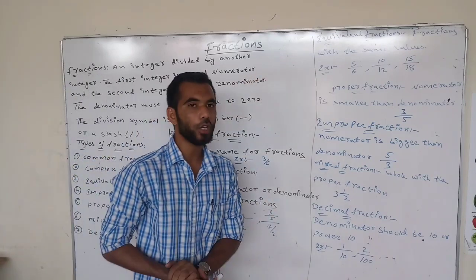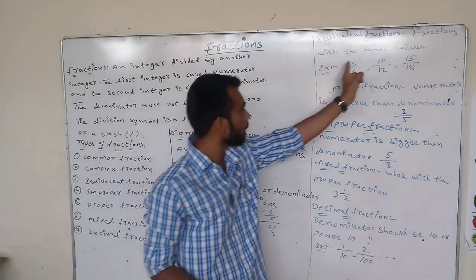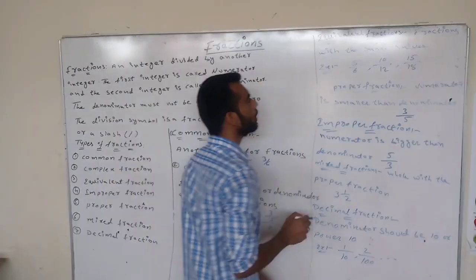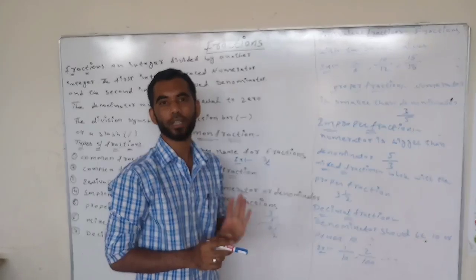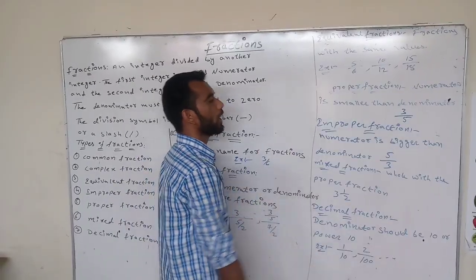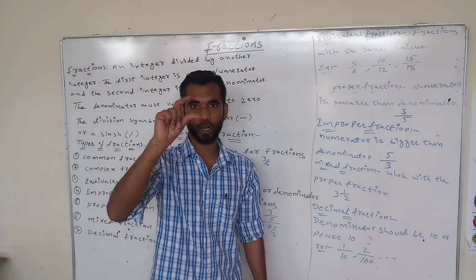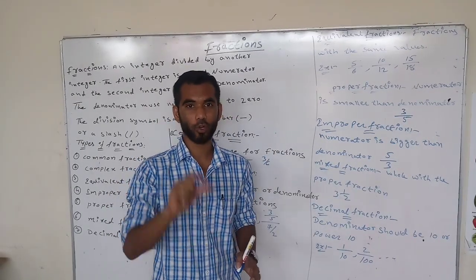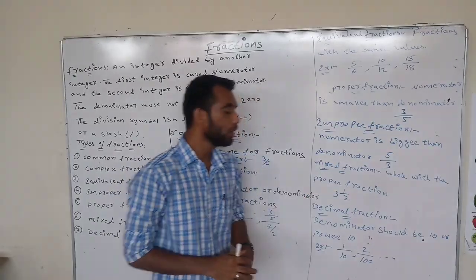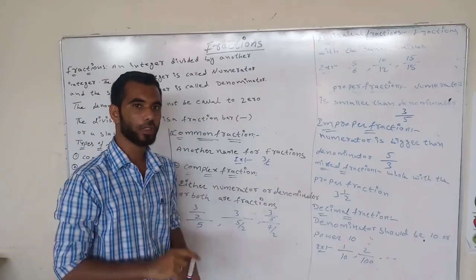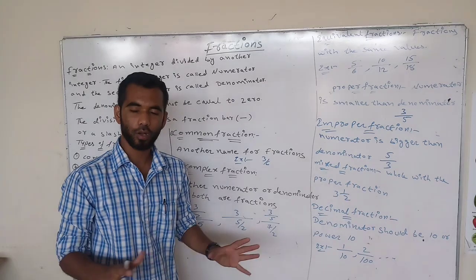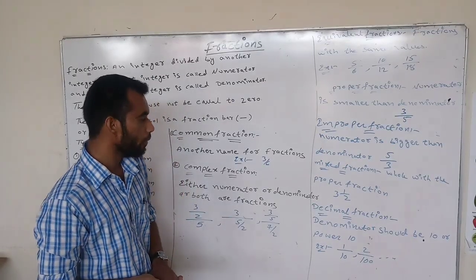Next, what is an equivalent fraction? Fractions with the same values. If you go for the lowest form of this one, you will get 5 by 6. It is an equivalent fraction. Now, what is a proper fraction? Numerator is small and the denominator is big. Now, improper fraction. Numerator is big, denominator is small. Mixed fraction, whole with the proper fraction.